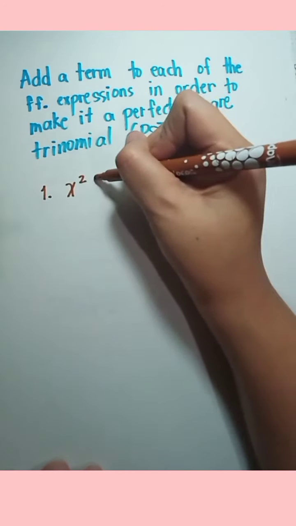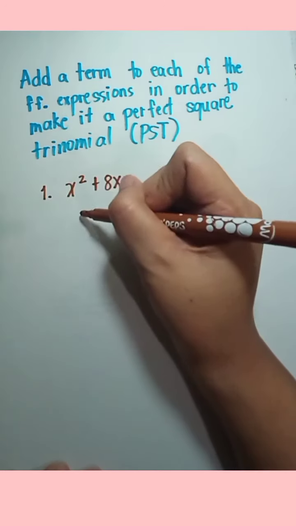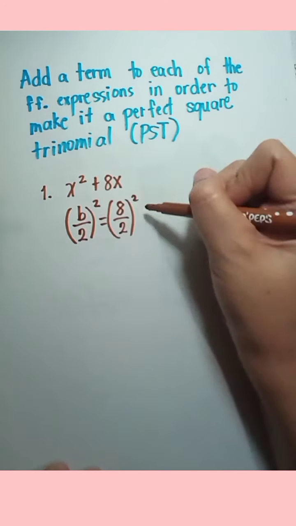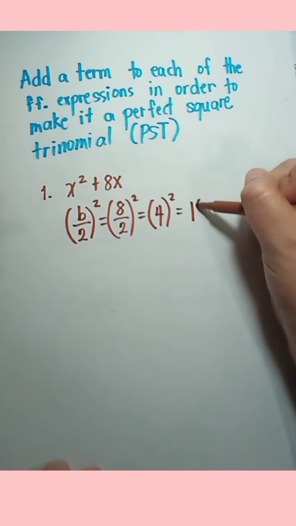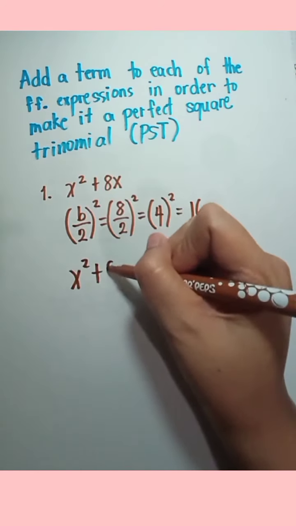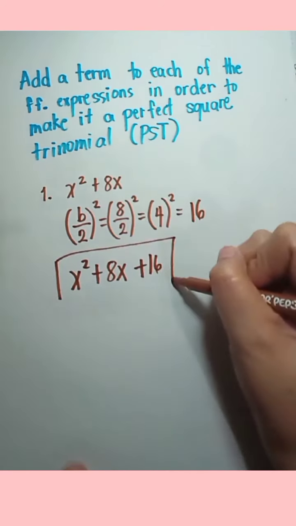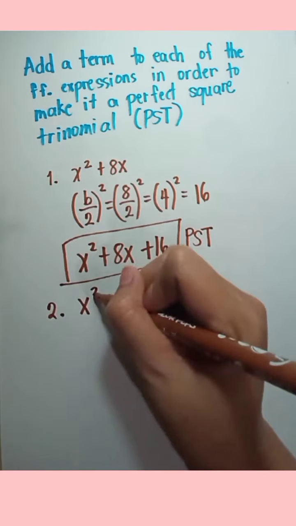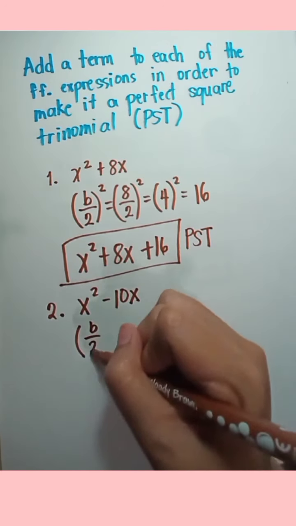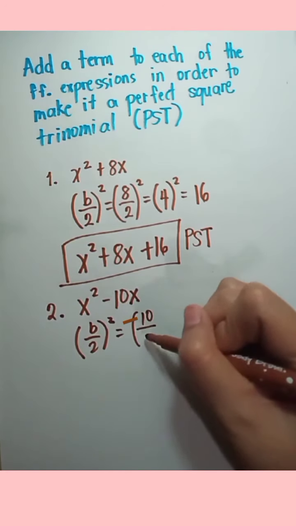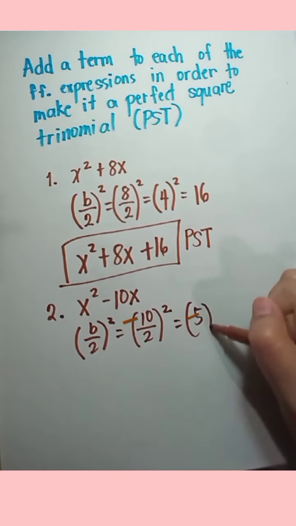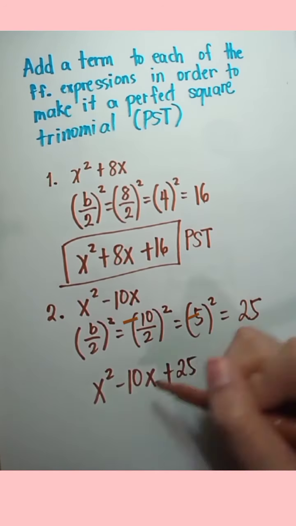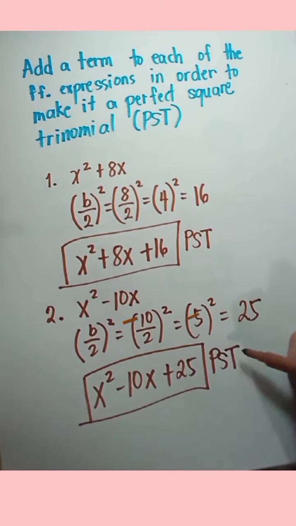So number 1, x squared plus 8x. So (b over 2) squared is equal to (8 over 2) squared. 8 divided by 2 is 4. 4 squared is 16. So our perfect square trinomial is x squared plus 8x plus 16. Number 2, x squared minus 10x. So again, (b over 2) squared is equal to negative 10 over 2, which is negative 5 squared, so 25. So our perfect square trinomial is x squared minus 10x plus 25.